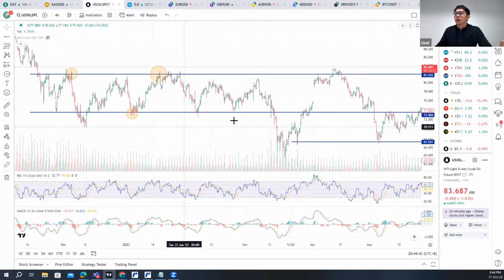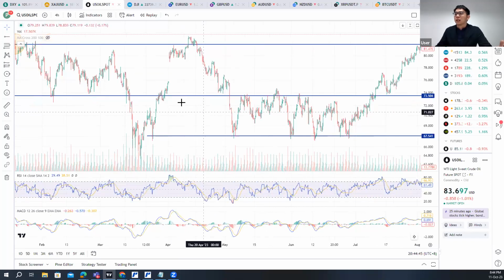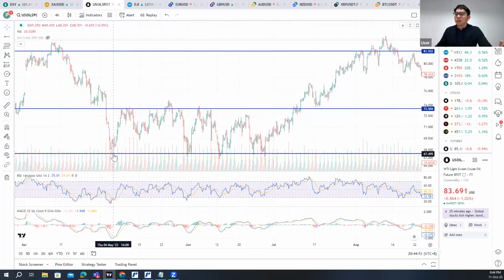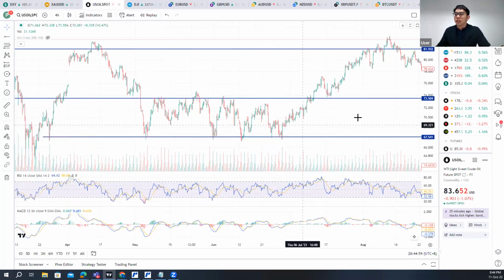And of course, this one is also another nice price consolidation range. You can see the price nicely rebound from this level and always retrace from this level. So we can play within the range. This is what we call ranging.